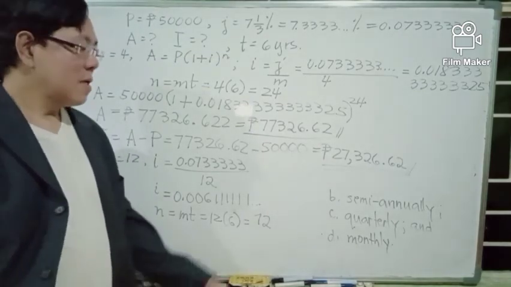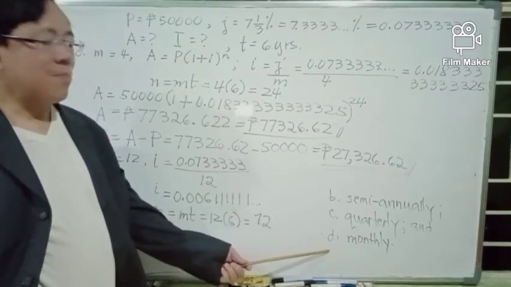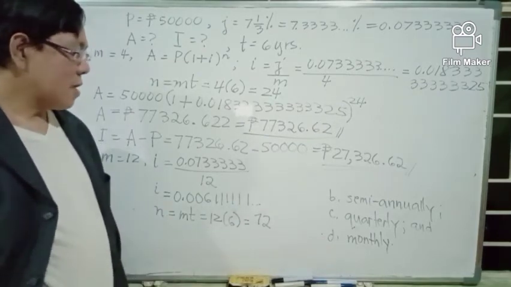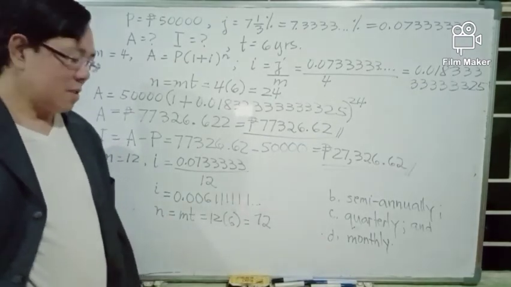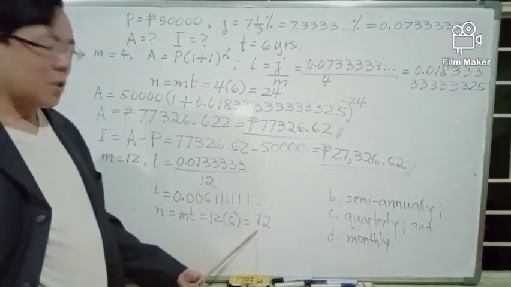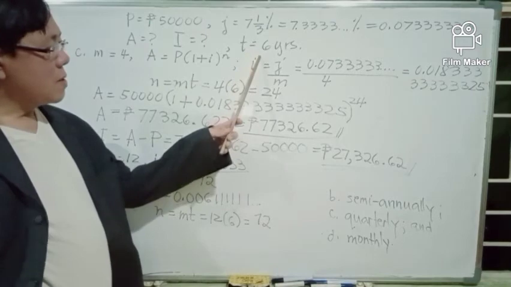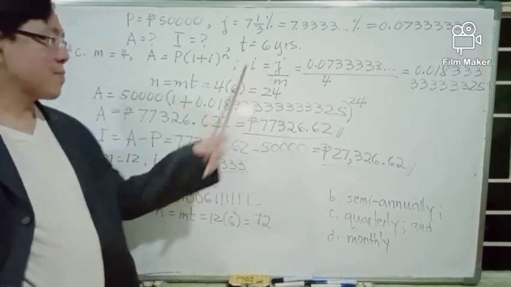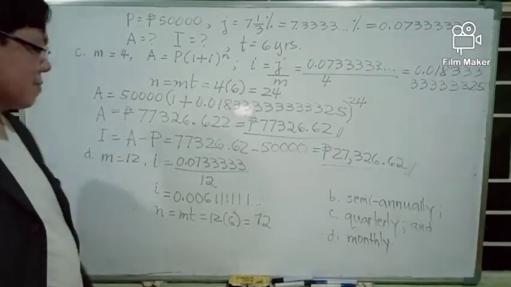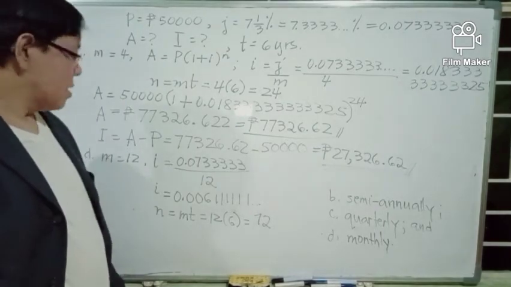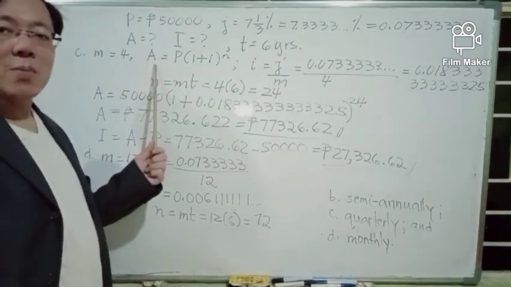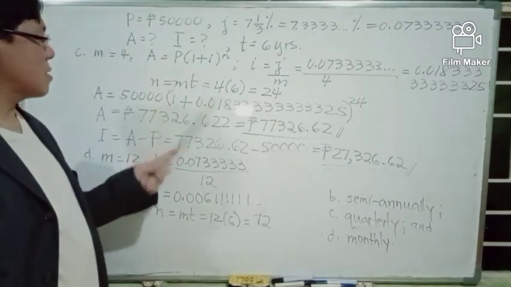Letter D, interest rate is compounded monthly. The interest will be computed every month, or that is a total of 72 times in 6 years, or 12 times a year. That is monthly. Now we are ready to compute the accumulated value of 50,000 pesos.